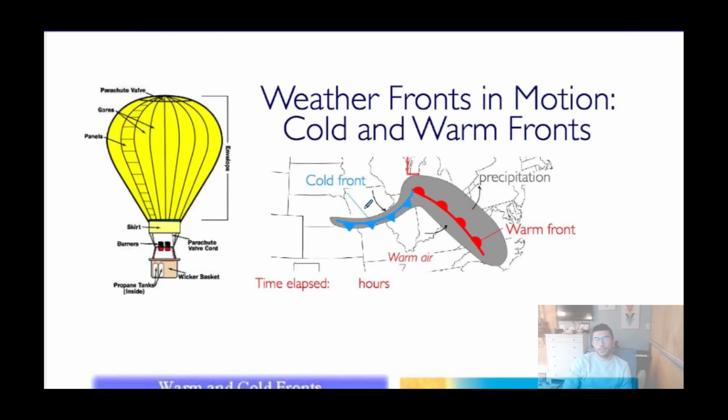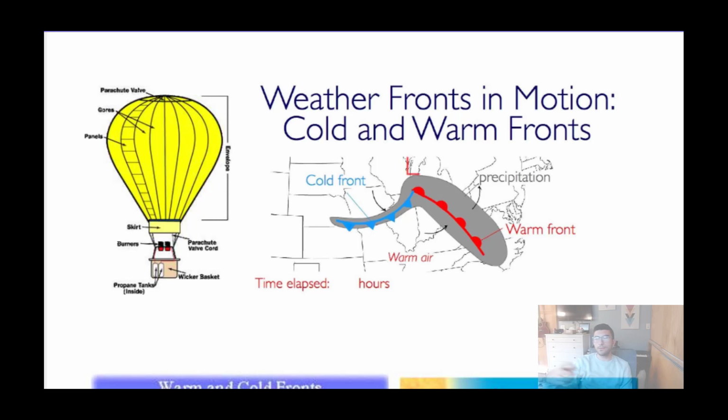The last thing that we looked at in this chapter was relating the idea of how temperature affects the volume of a gas and how that's related to cold and warm fronts. And then just the cycle of how air moves in the atmosphere. So a cold front is when you have cold air that's overtaking an area, and a warm front is when you have warm air that's overtaking an area.